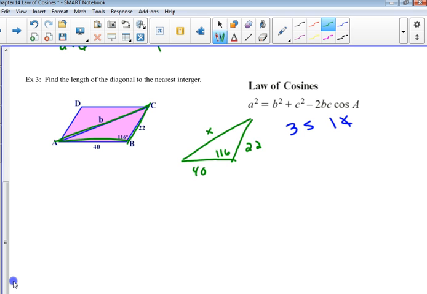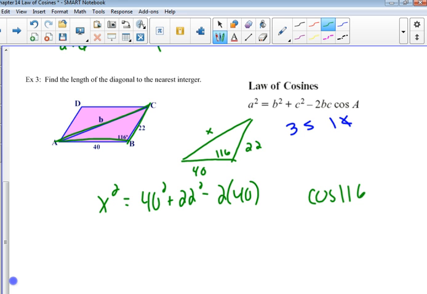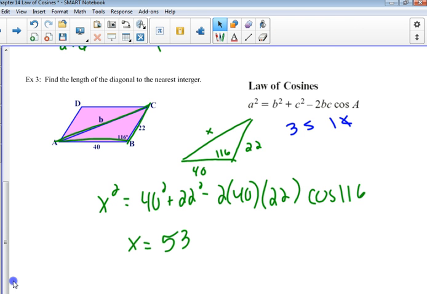If you set it up, x squared should equal 40 squared plus 22 squared minus 2 times 40 times 22 times cos 116. And when you put this all in and took the square root, we get 53. That's almost good. Anybody get weird stuff on a calculator, not getting 53?